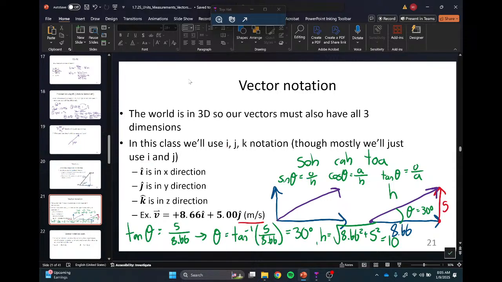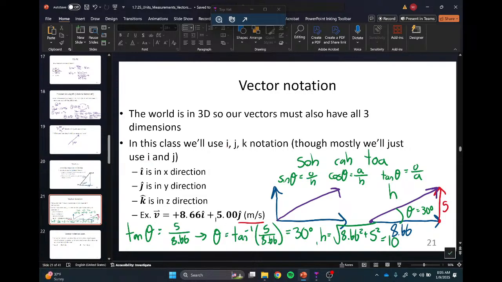And when we draw those two arrows, 8.66 to the right, then 5 up, the purple arrow is actually the vector that we care about. That's the actual vector that's represented, and these are the components of it. This is how much it is to the right. This is how much it's up.